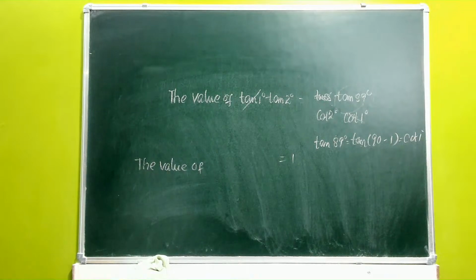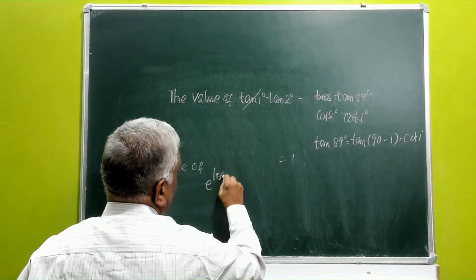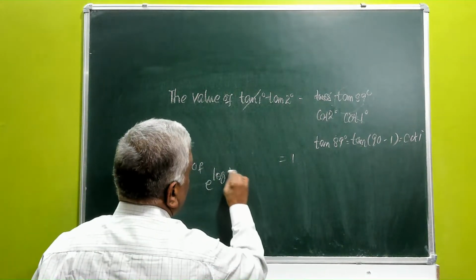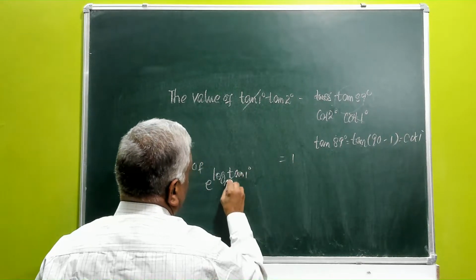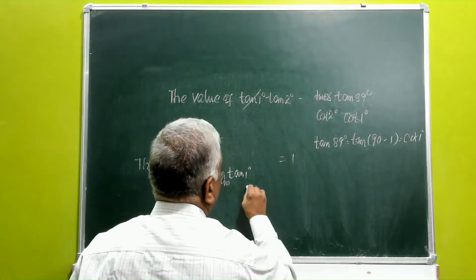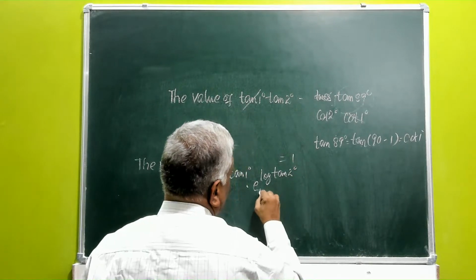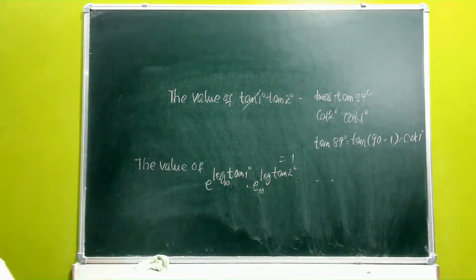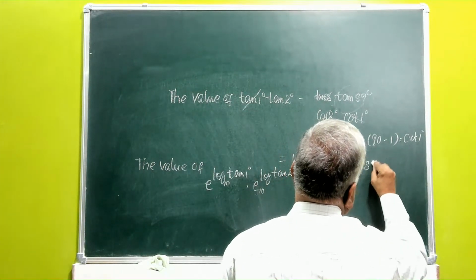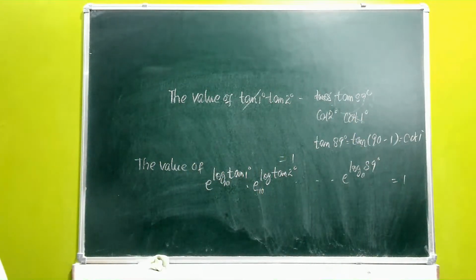The value of e to the power of log e to the power of tan 1 degree to base 10, into e to the power of log tan 2 degrees to base 10, etc., e to the power of log tan 89 degrees to base 10. The answer is 1. It's the same problem, you should realize, but it has been given in a different form.